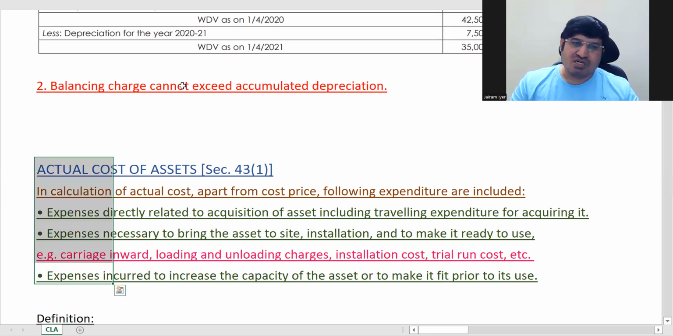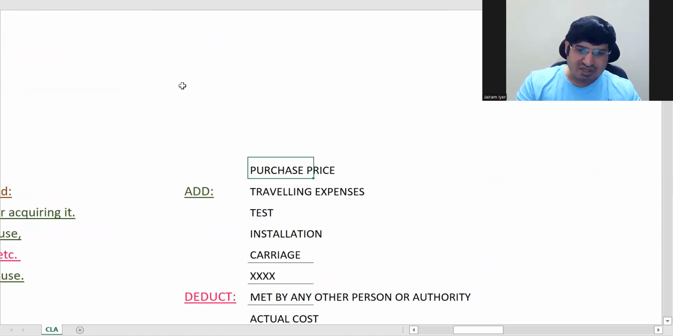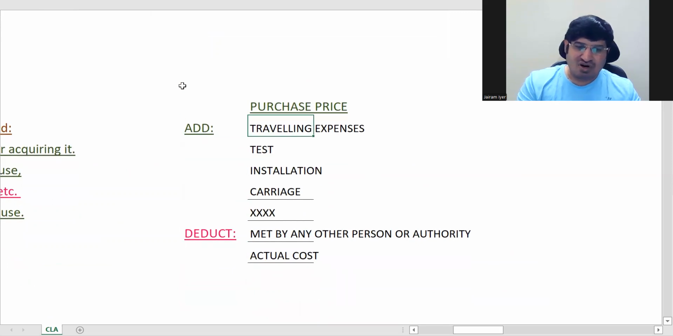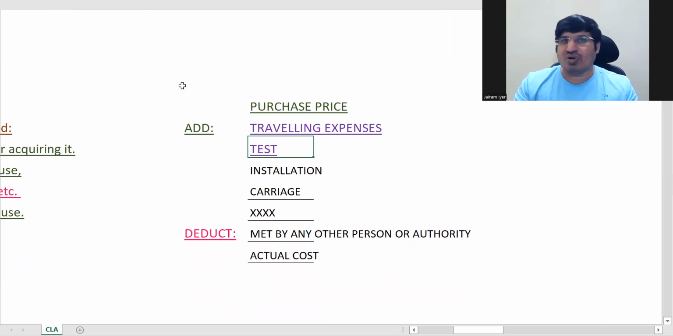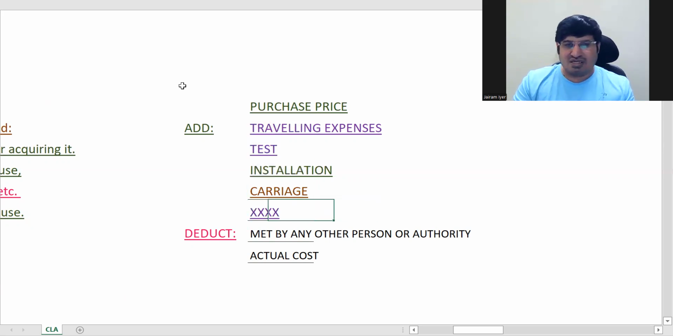This is actual cost. So if we see this in a table form, it will be like this. First is your purchase price. You have purchased it. Add to it the following: traveling expenses, add any test you have to do before using it, installation, carriage inward. So all these four, if you add, you will get the total of all expenses.